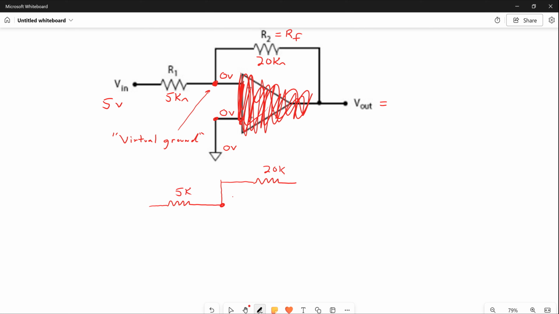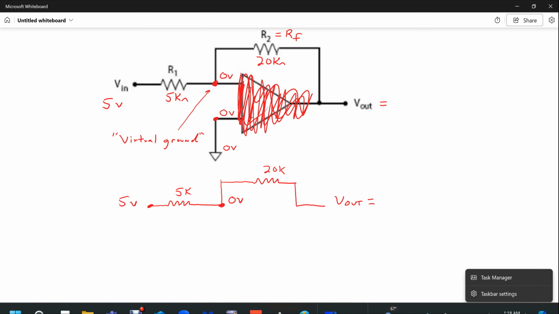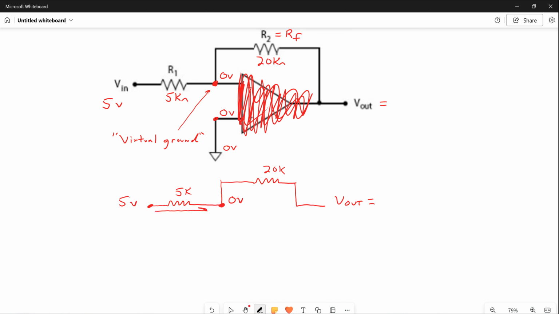make this 0 volts, don't forget that projected voltage, make this 5 volts, come down here, and here's your V out that we want to calculate. Well, that's all you need to make a calculation on V out. I think you could see there that the voltage at this point right here is 5 volts, and the voltage at the right-hand side of the 5K resistor is 0 volts, so conventional current has to flow in that direction.